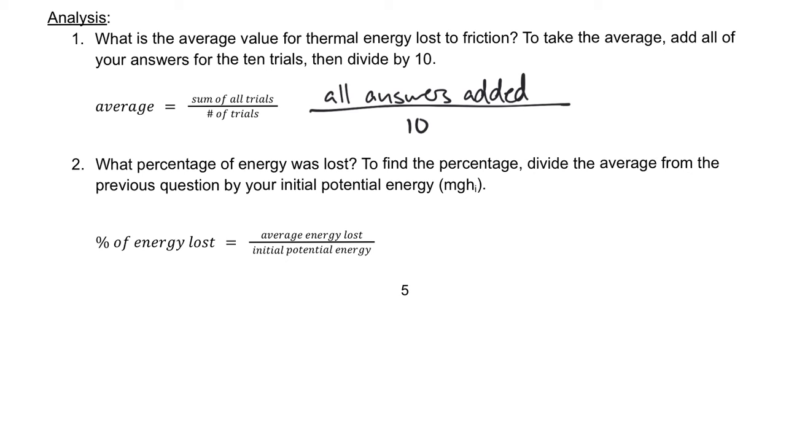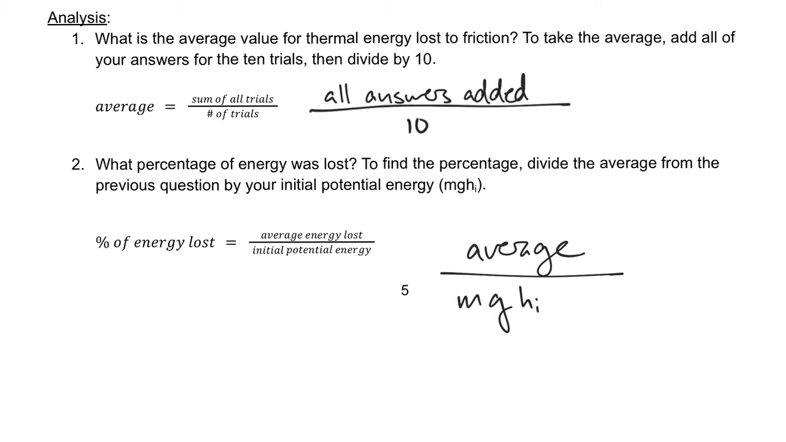It says, what percentage of your energy was lost? To find the percentage, divide the average from the previous question by your initial potential energy. So you do the average, and that gets divided by your initial potential, which is mass times gravity times height initial, which you should have already calculated 10 times or have carried it through calculations 10 times. It should be in your previous work. You wouldn't have to do it again.